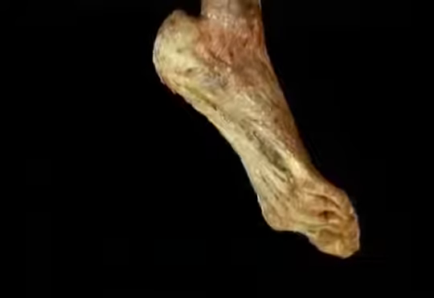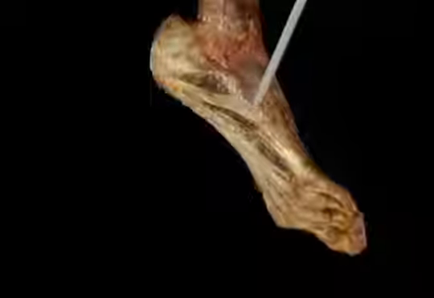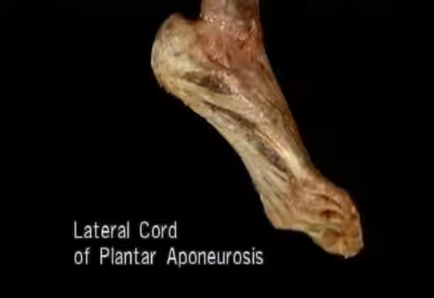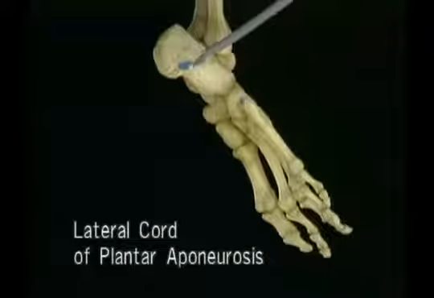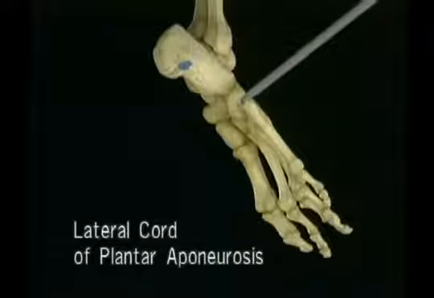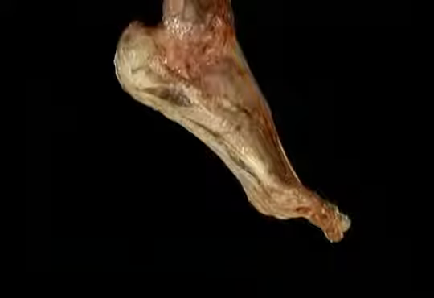Here on the lateral side, there's a marked thickening of the plantar fascia called the lateral cord of the plantar aponeurosis, which goes from here on the calcaneus to here on the base of the fifth metatarsal. The lateral cord of the plantar aponeurosis helps to support the longitudinal arch of the foot on the lateral side.